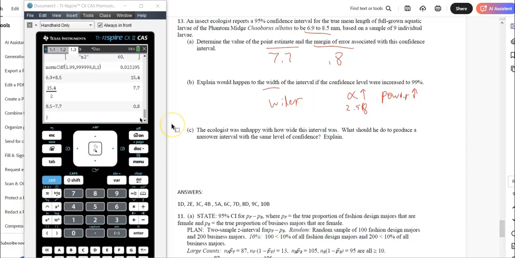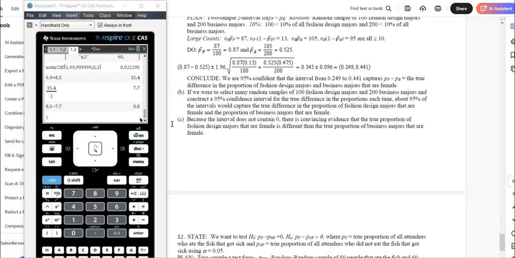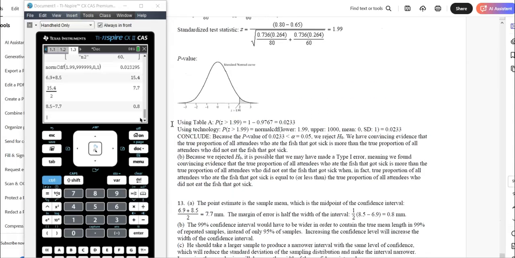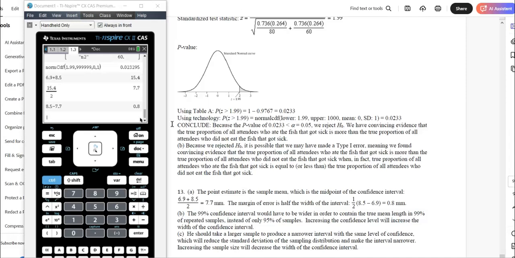So he's unhappy with how wide his interval is. What should you do to produce a narrower interval? So increase the sample size. I think decrease the alpha. Let's see what they said. Larger sample.